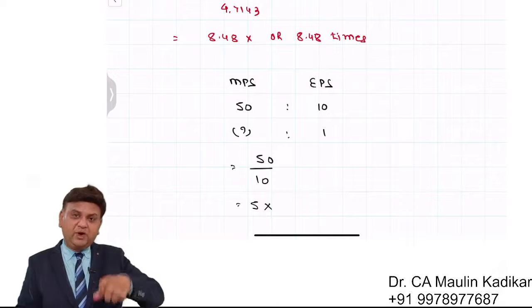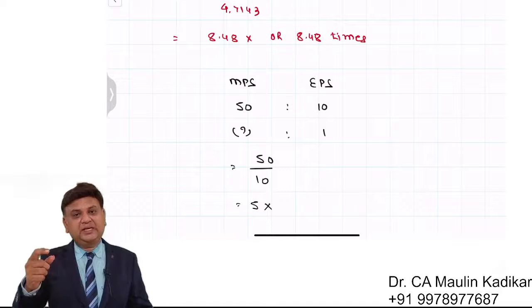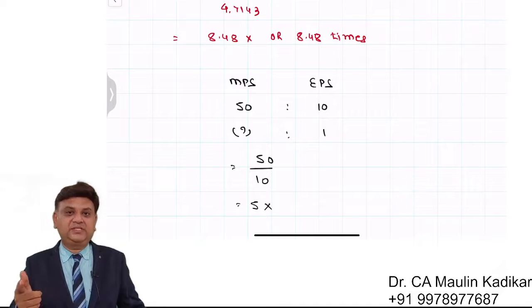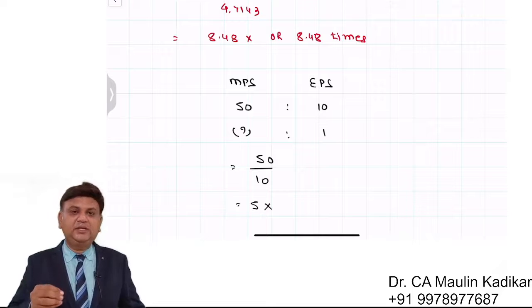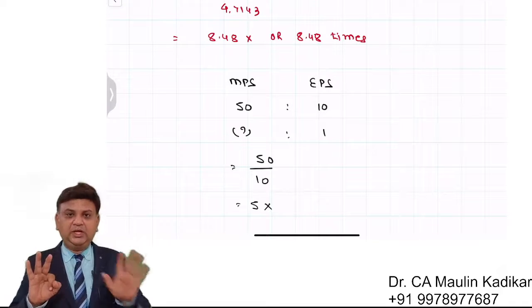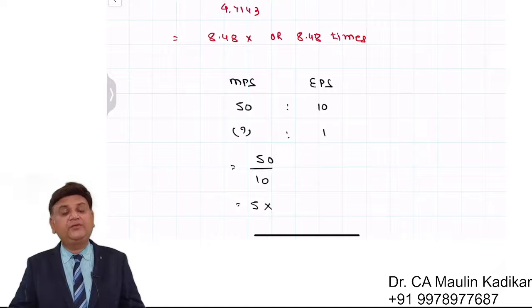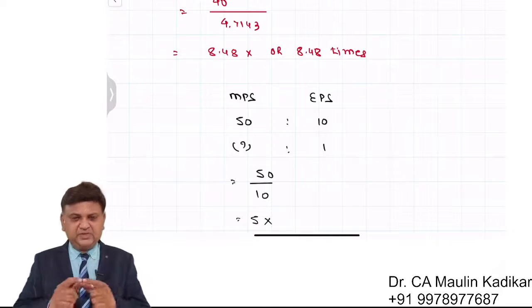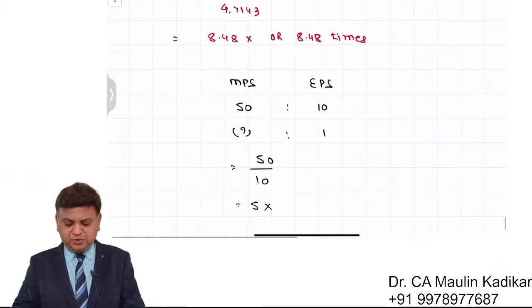And when there is a fall in the earning, again the market value will fall, and it will fall at the rate of 5 times. Suppose the earning reduces by rupees 3. So 3 into 5, it will reduce by 15 rupees. That is what we understand. This is what we have as a kind of price earning ratio.